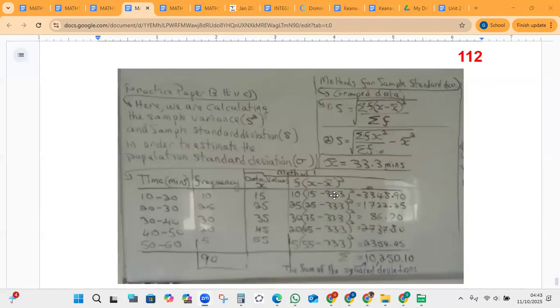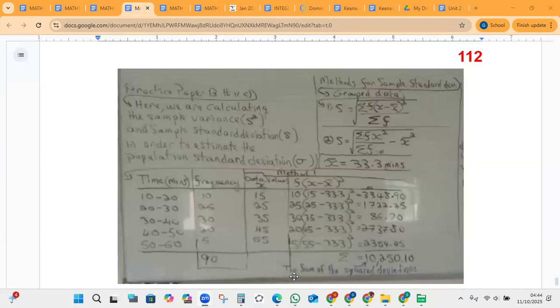In your calculator, just type 10, open bracket, 15 minus 33.3, close bracket squared, because 33.3 is the sample mean, which of course we calculated already. Verify to see if you are getting 3,348.9. Now do this for each one of them and see if you get these values, which are called the deviation squared, and the total is 10,250.1. Please verify if this is the actual total.